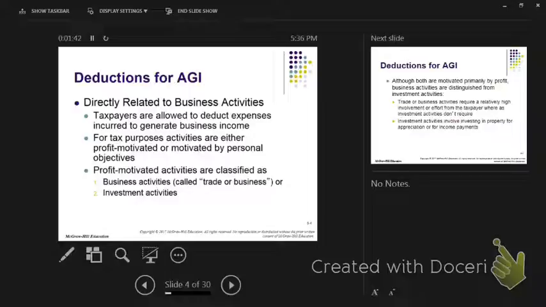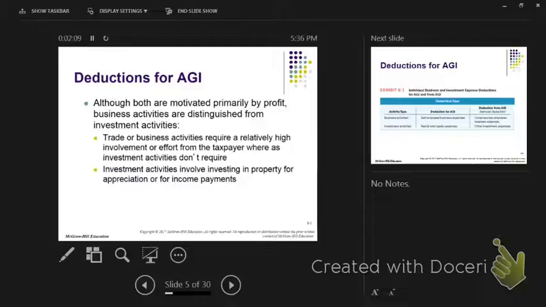So directly related to business activities means you get to deduct it. It means if you made $10,000 in business and it's directly related, then you get to deduct it from your business expense. Something that not everybody did on that homework problem. All right. For tax purposes, it's profit motivated, and it can be classified as a trade or business. So it's something that you can directly link.